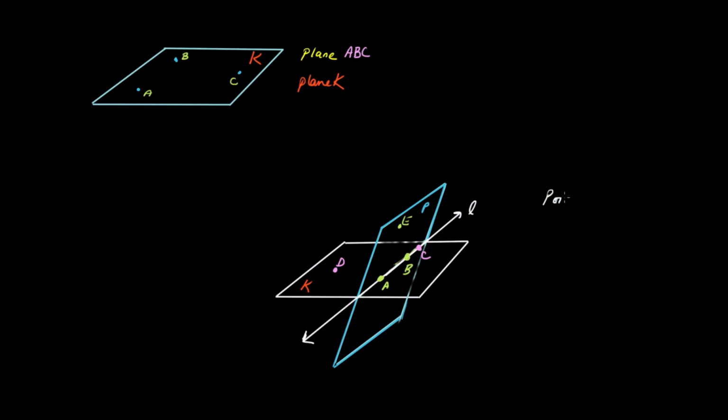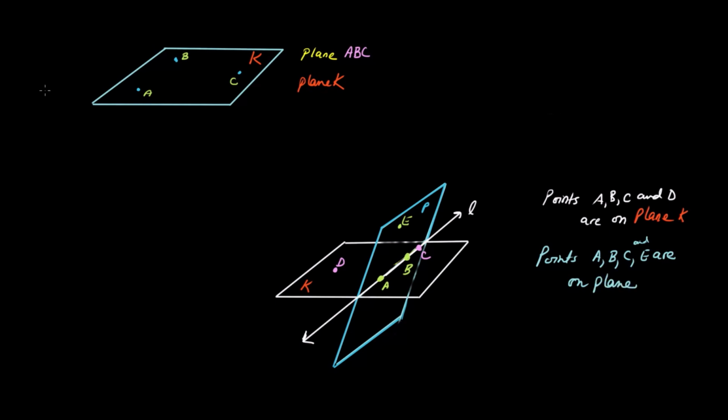So here, I'm going to write it out so there's no confusion. I'm going to say points A, B, C, and D are on plane K, okay? And then I'm going to say points A, B, C, and E are on plane P, aren't they? Because see, this line is the intersection of two planes. So A, B, C, and E are part of plane P, and points A, B, C, and D are part of plane K. Does that make sense?